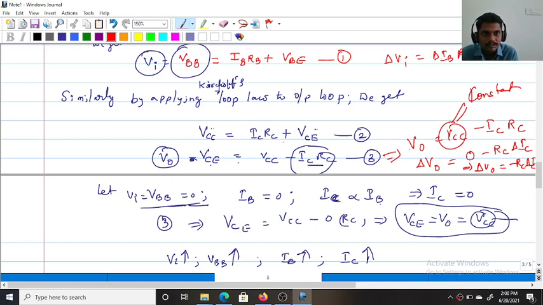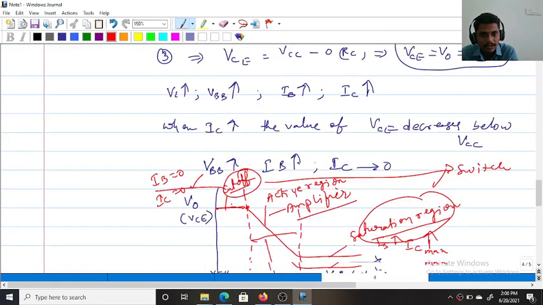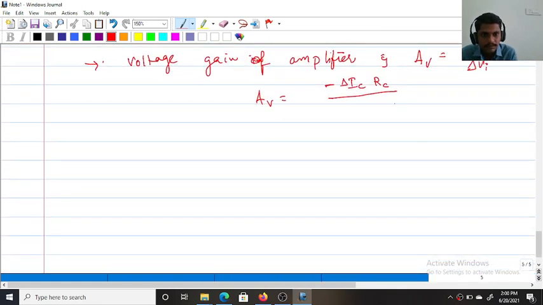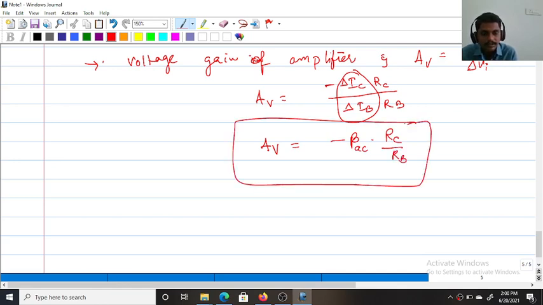Since RB is constant, we take the differentiation of delta IB only. When VBE is very small in comparison to delta IB into RB, it can be neglected. So the input voltage can be written as delta IB into RB. Therefore, the voltage gain can be written with delta IC by delta IB, which is the collector to base current ratio, called the current amplification factor, beta. So the gain is minus beta into RC by RB. This is the voltage gain of an amplifier.